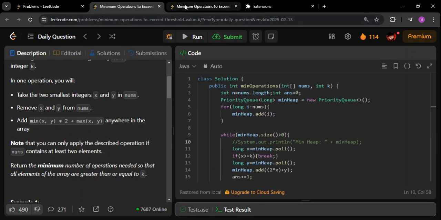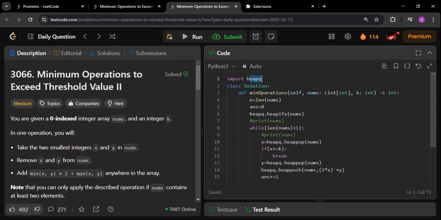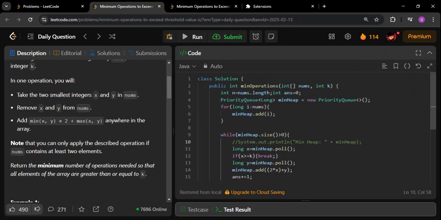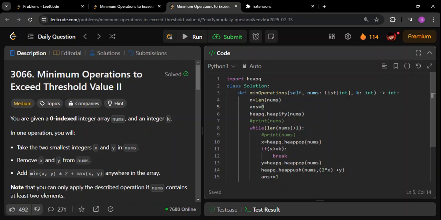Let me show you the Python equivalent of this now. Python is a very chill language, you don't have to do much. Here we have to decide on integer or long and all that, but in Python there is no such worry. Exactly, we are doing the same thing: calculating the length, taking the answer, and using a heap in this case.